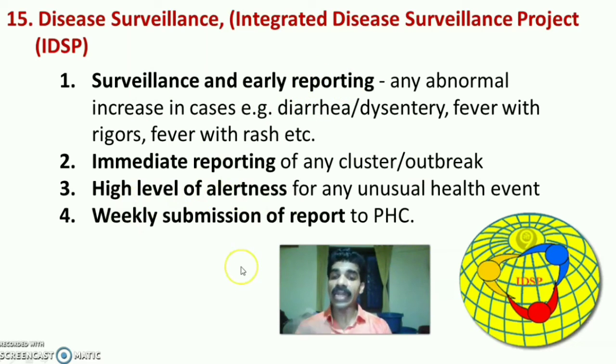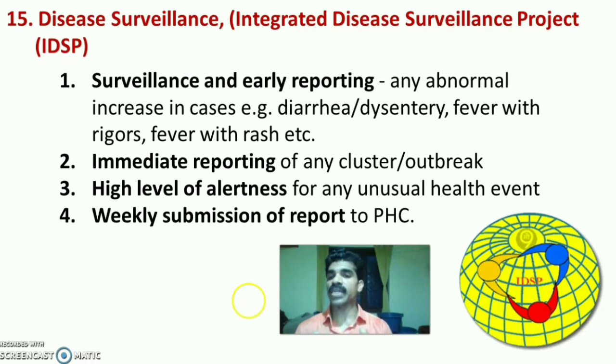Then high level of alertness, vigilance for any unusual health event which occurs in that particular area. Then weekly submission of the report in relation to the integrated disease surveillance project, that is the report of the survey to the PHCs. So weekly submission of the report of the survey to the PHC where the sub-center belongs. That is about the services rendered by the sub-center under integrated disease surveillance project IDSP.